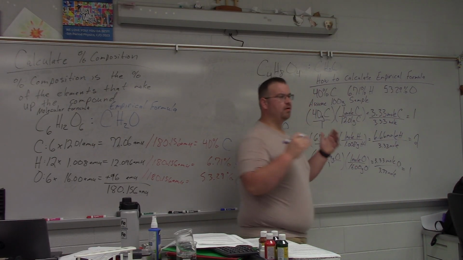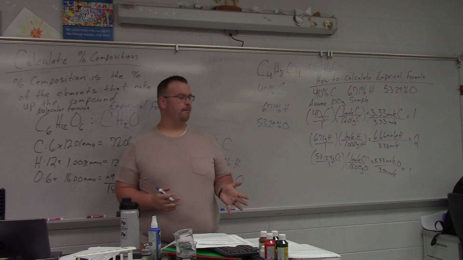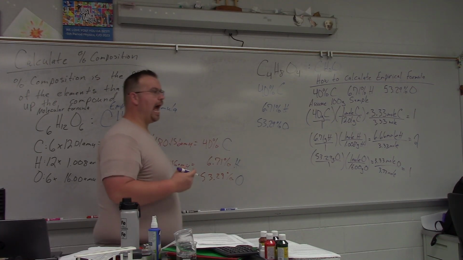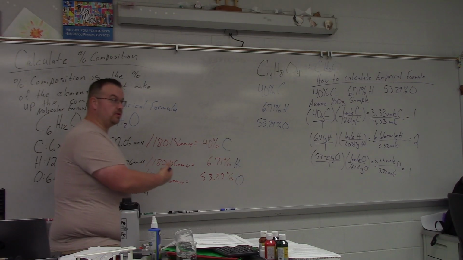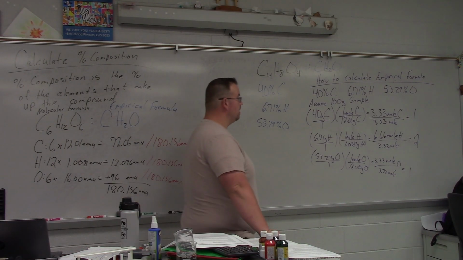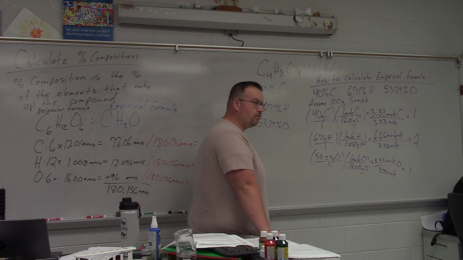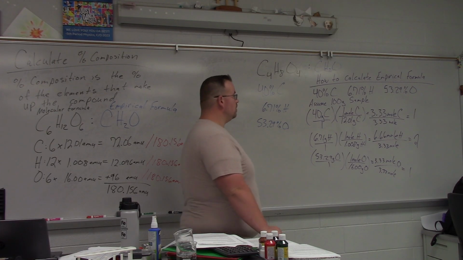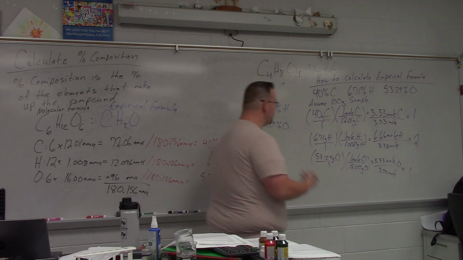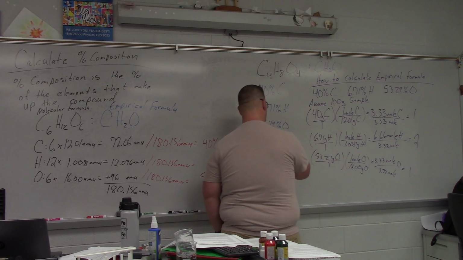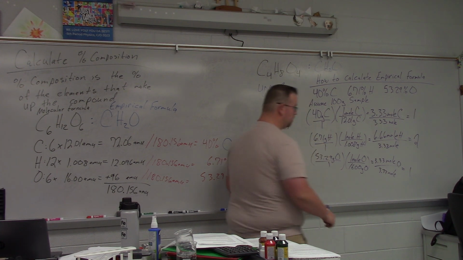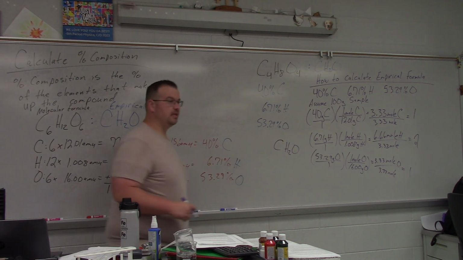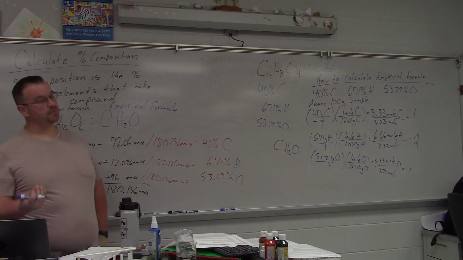Those are the numbers to tell you how many of that element is present in that molecule. Okay? That gives you the empirical formula. So from here, we can build it out and see that we have CH2O. That's how you calculate the empirical formula.